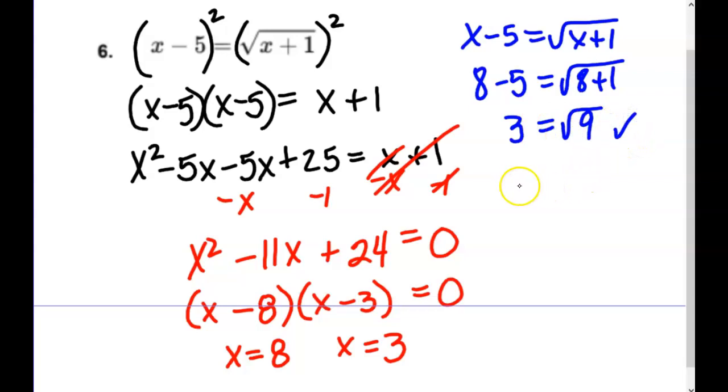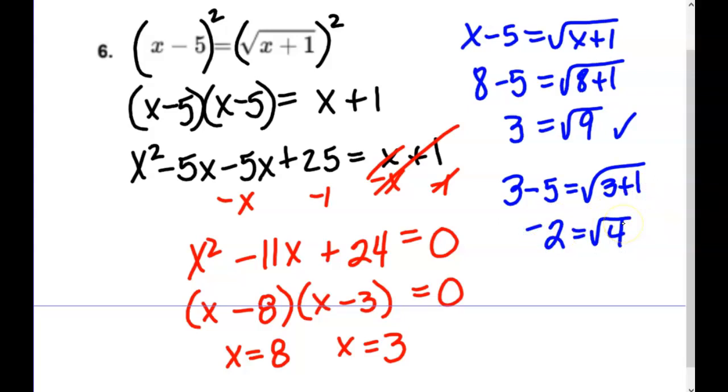Okay. But if you put a 3 in, 3 minus 5 equals the square root of 3 plus 1. You get negative 2 equals the square root of 4. And this is where students get confused. But when you have a straight up square root of 4, remember, it's just 2. Okay? So negative 2 does not equal the square root of 4.